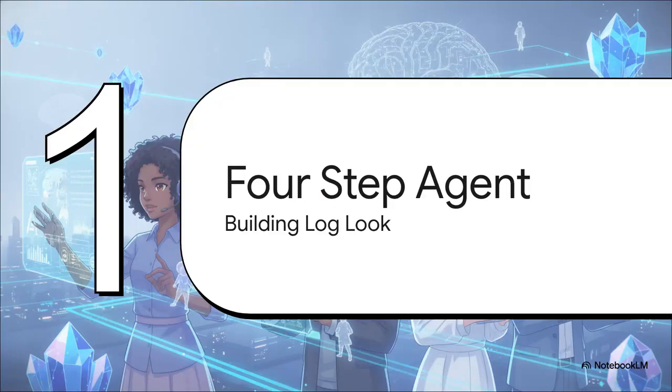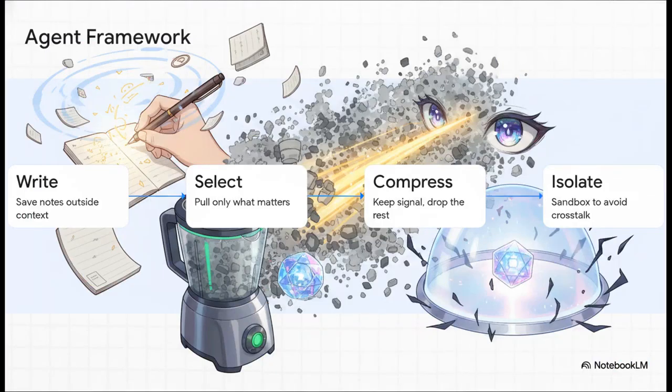Section 4. The 4-step agent framework and building reliable AI with log-look. Let's actually put this 7-layer stack into practice. We're going to imagine a hypothetical Azure security helper, and we'll call it the log-look agent. To transform log-look from a basic chatbot making random guesses into a really sophisticated collaborator, top developers are using a 4-step loop: write, select, compress, and isolate. Let's break down exactly how this works.